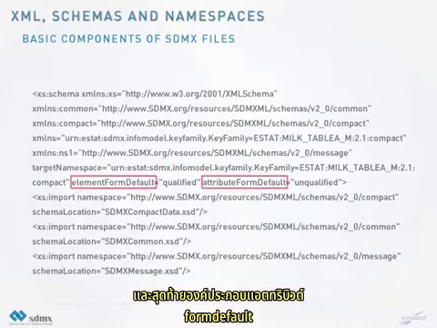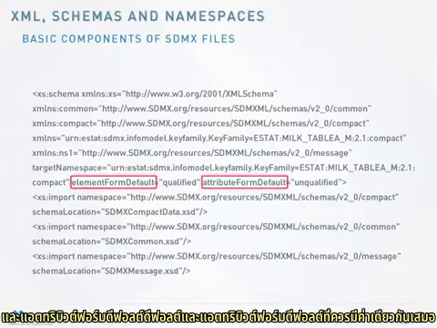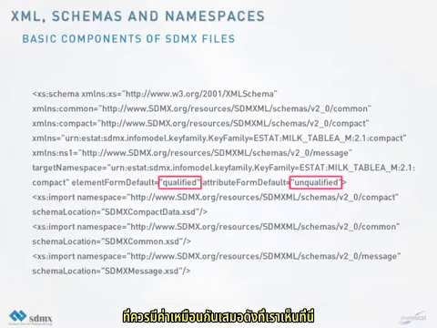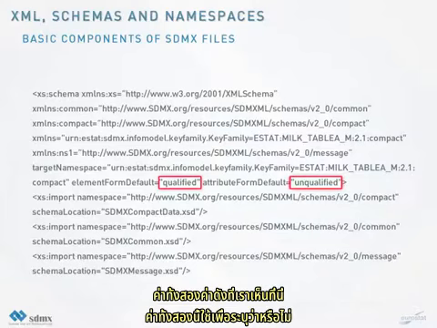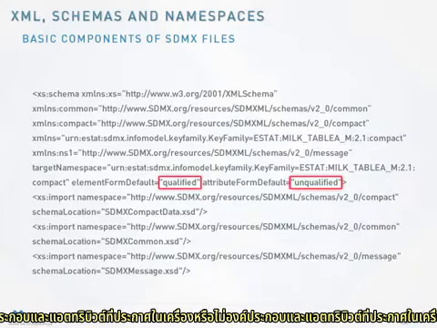And finally, the element form default and attribute form default that should always have the same values as we see here. These 2 values are used to indicate whether or not locally declared elements and attributes must be unqualified.